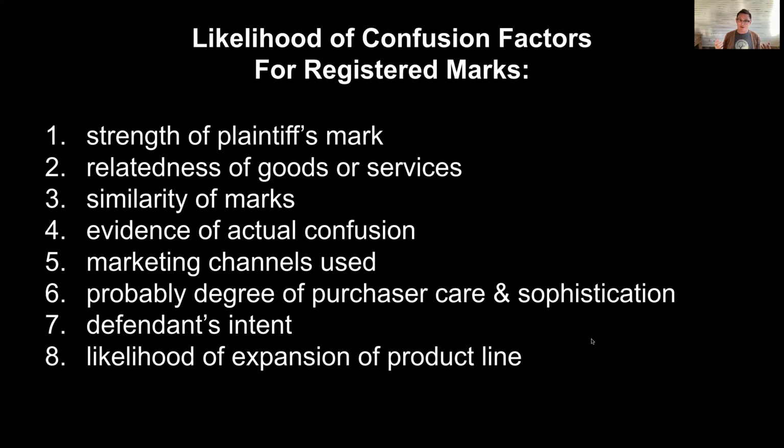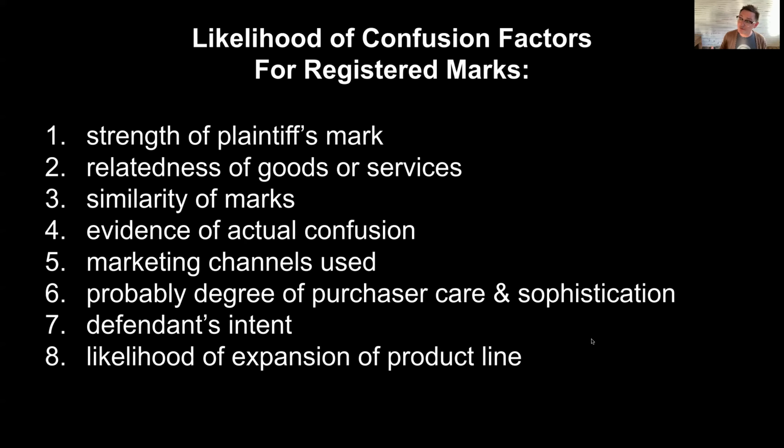in thinking about what will be relevant to the plaintiff in an infringement action, specifically in relation to a registered mark, making out a claim for infringement by virtue of showing a likelihood of confusion, looking to the qualities related to the plaintiff's mark, right? How strong is the plaintiff's mark? How related are the plaintiff's and defendant's goods or services, right? The stronger the mark, the more likely the plaintiff can show confusion. The more related the goods or services, the higher the likelihood of confusion.